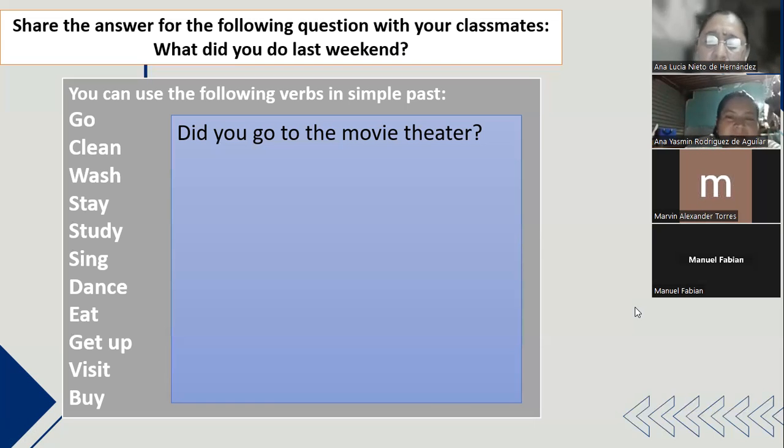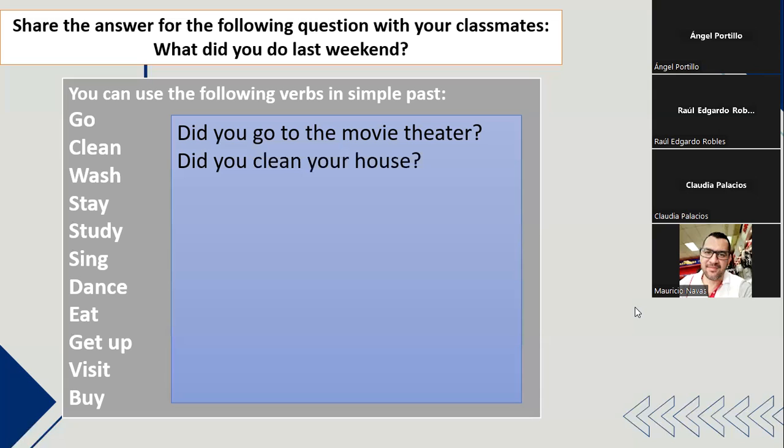Bueno, Ana Lucía, le toca preguntarle a sus compañeros lo siguiente. Did you clean your house? Marvin, did you clean your house last weekend? Yes, I did. Excellent. And Manuel, did you clean your house last weekend? Yes, I did. Didn't cuando es negativo. Yes, I did.